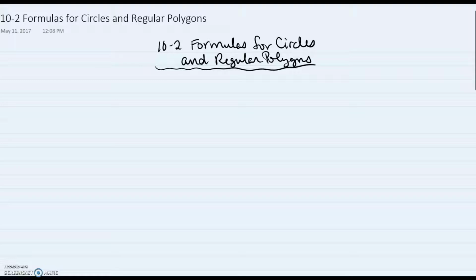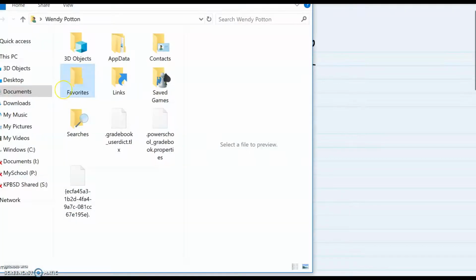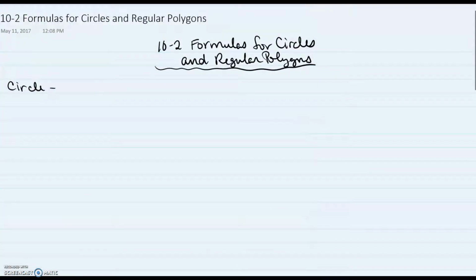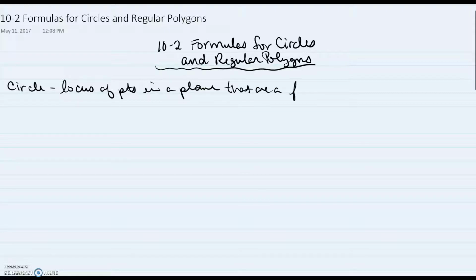Okay, so let's first define a circle, because you guys don't know what one is. It is the locus of points. So that's like the set of points in a plane that are a fixed distance from the center.